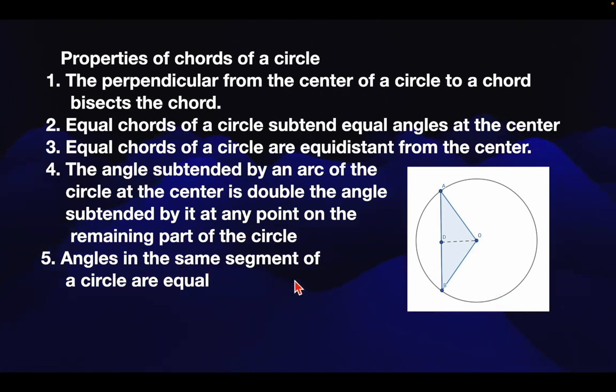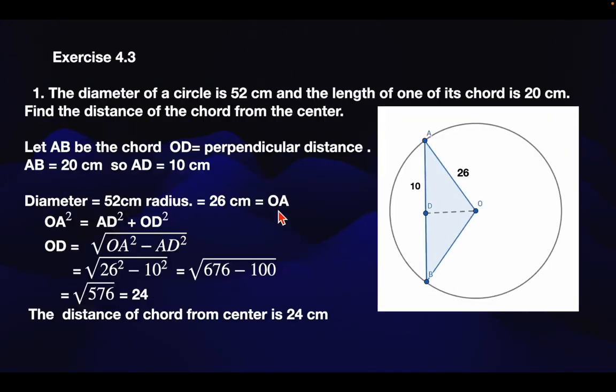Angles in the same segment of a circle are equal. So here, if there are 2 points on the circle, then on the same segment you can draw so many angles, and they will always be equal. Okay, let's go to exercise 4.3. The diameter of a circle is 52 centimeter and the length of one of its chord is 20 centimeter. Find the distance of the chord from the center.